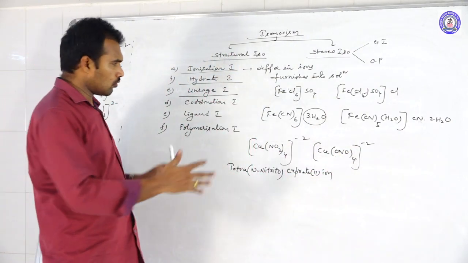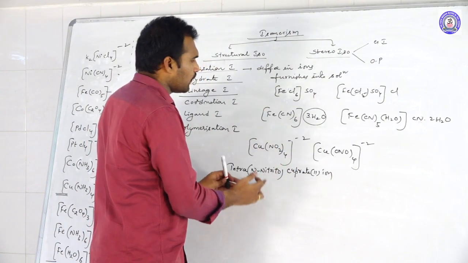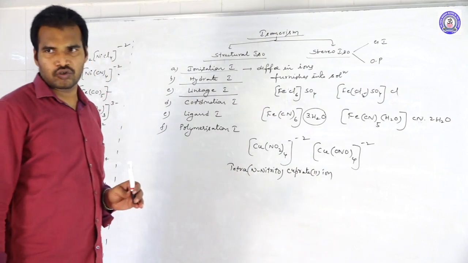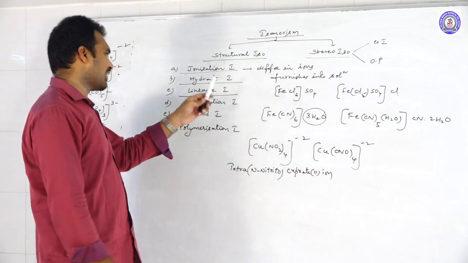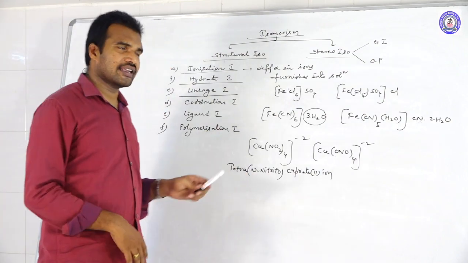Okay, understood. So these are the pair of isomers having the same molecular formula, but they differ in the linkage of the ligand to the central metal atom. So that is called linkage isomerism, and it can be shown by only the complexes having ambident ligands.